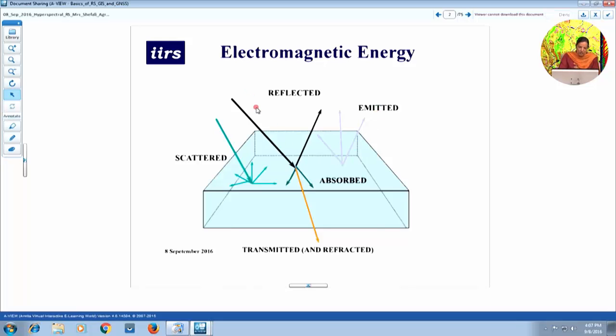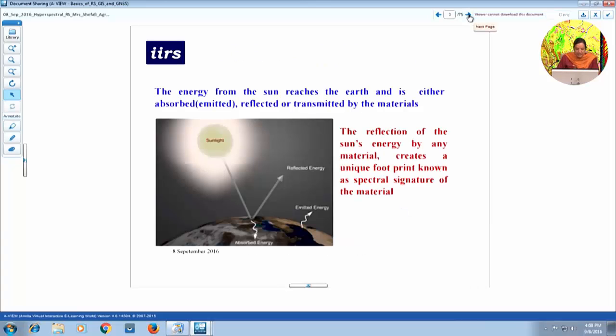And lastly, the energy falling on the Earth's surface can be transmitted, or it passes through the object and can be changed or refracted. So this is what is there. To summarize, the energy from the sun reaches the Earth's surface and is either absorbed, which is later emitted, reflected, or transmitted, right? If we consider only the reflected component, then the reflection of the sun's energy by any material creates a unique footprint, which you already know from the basic lecture, known as the spectral signature of the material.